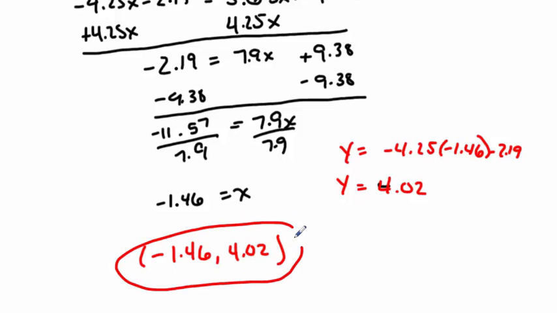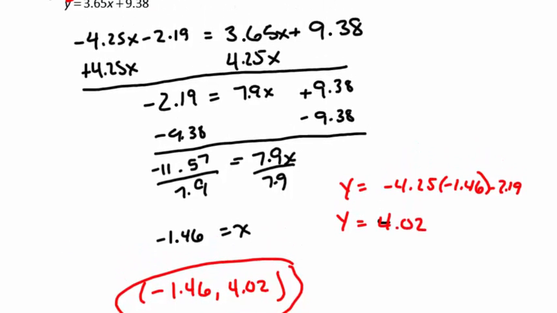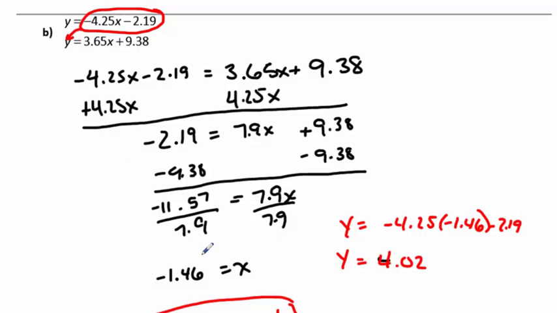Now normally it doesn't matter at all which equation you use to plug the x value back in. You'll get the exact same value for y. But since this value for x was rounded, I might get something similar but slightly different. So let's check this in the other equation. The x value is negative 1.46, and here's our equation for y.